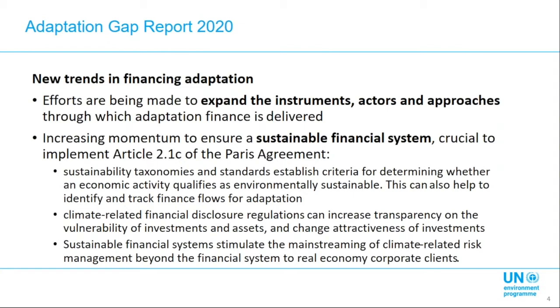Second is that the financial disclosure regulations help to increase transparency in terms of the vulnerability of investments and assets, and help to change the attractiveness of investments and integrate climate risks into investment decision making. And the third element here, and that's also very important, because normally when we talk about sustainable finance, we think of the financial system, but by stimulating the mainstreaming of climate risks in the financial system, this will automatically trickle down into the real economy. So that's also a very important element here.